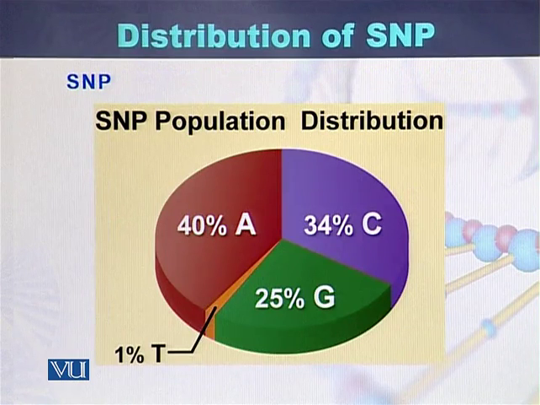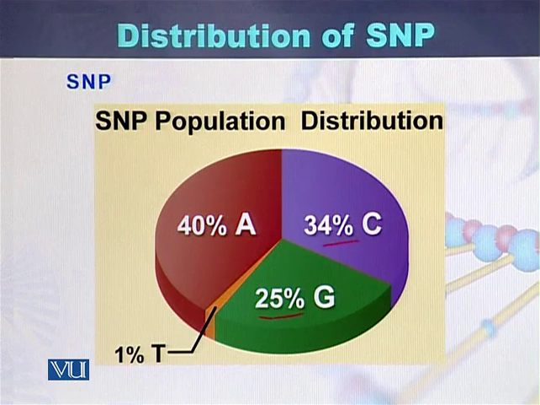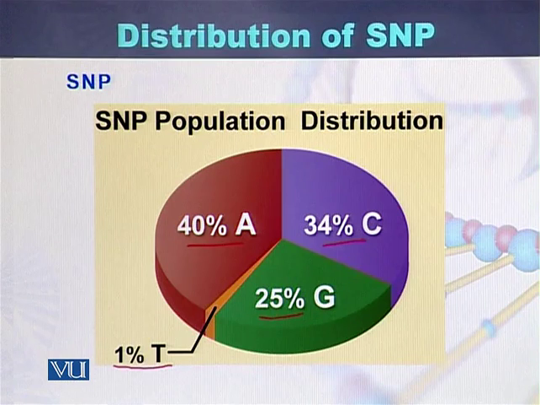This is the percentage of distribution of different nucleotides in the DNA on the genome. In case of guanine, the distribution or variation is 25%. In case of cytosine, it is 34%. In case of adenine, it is 40%, while in case of thymine, it is just 1%. So this is the percentage distribution of all the nucleotides which are present in our genome.